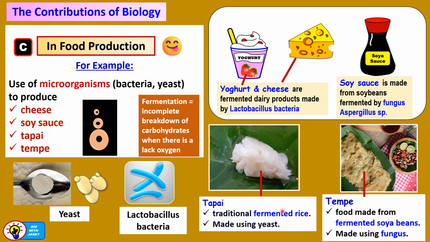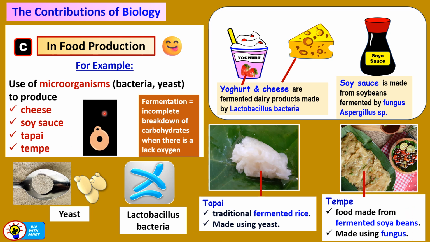Now, tapai is traditional fermented rice. It also contains some alcohol, because alcohol is a product of the breakdown of the carbohydrates in the rice. And it is made by using yeast. It is a traditional product. Tempeh is also a traditional product that is produced through fermentation of soya beans. This is tempeh. And of course, it is made by using fungus, like for soy sauce.